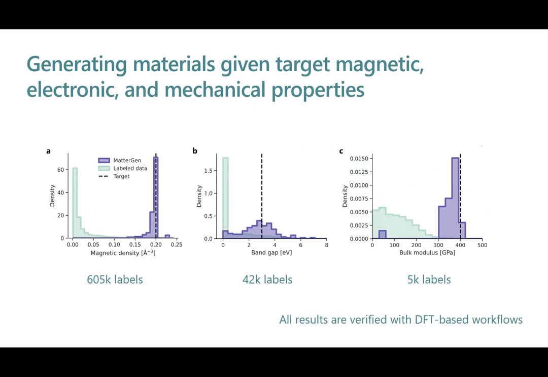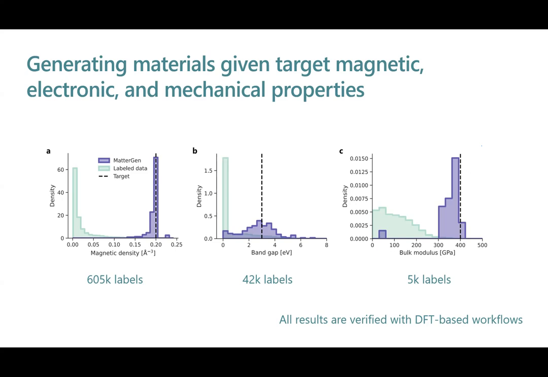We show that our model can generate materials targeting the magnetic property, electronic property like band gap, and also bulk modulus, which measures the hardness of the material. Here, this purple distribution is the distribution that we generate, and this dotted line is our target, while the green distribution is the data distribution. For each task, we have a different amount of data, as I said, because it's much more expensive to generate property labels compared with raw data. One key thing to realize is that we were able to shift the generative distribution very far away from the data distribution for all these properties. As I said, this is the first time we can demonstrate that in this community.